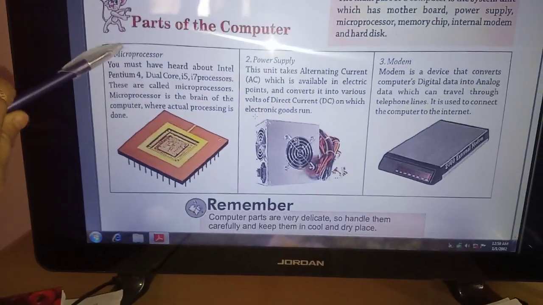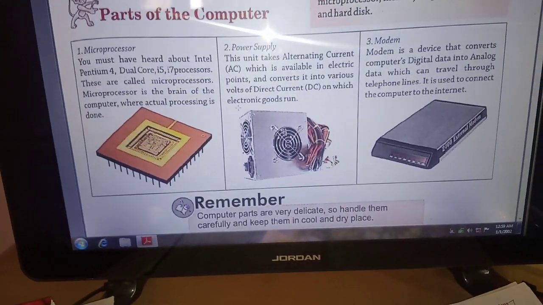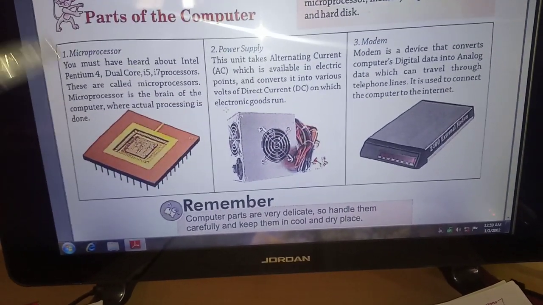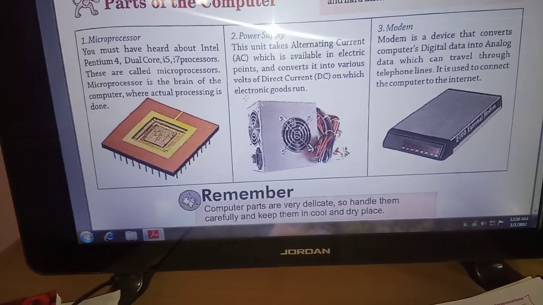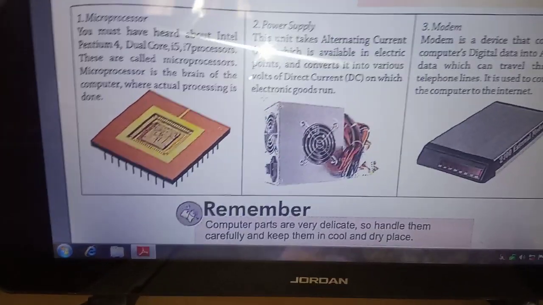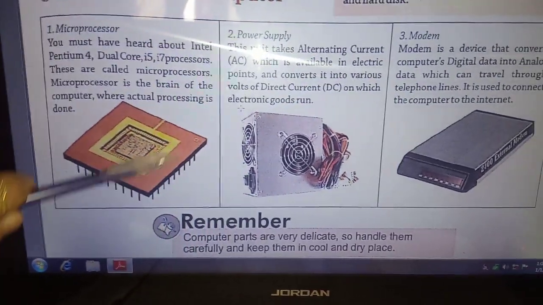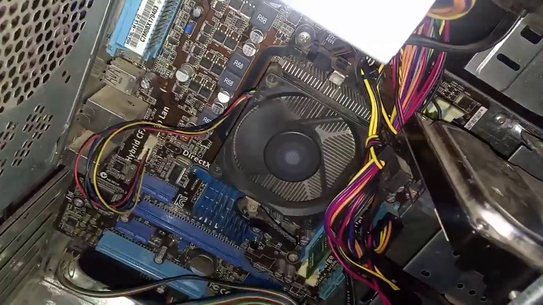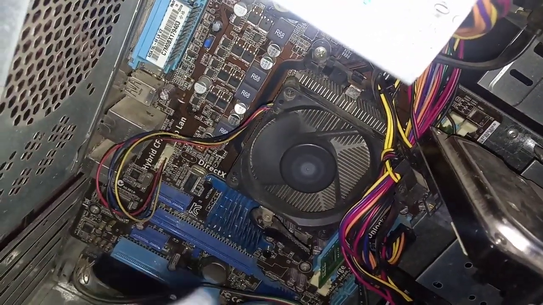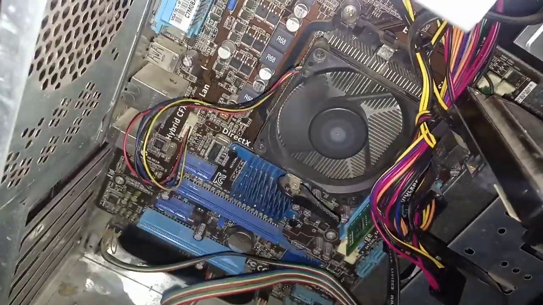The first part is the microprocessor. Microprocessor is the brain of the computer where actual processing is done. We can see this is a picture of a microprocessor. Here we can see the internal parts of the computer, and this is a microprocessor.